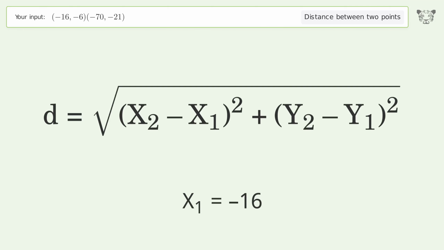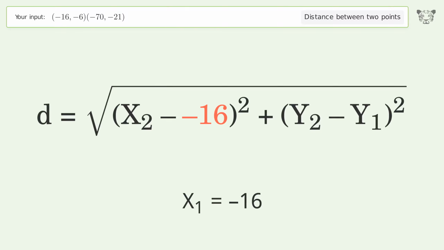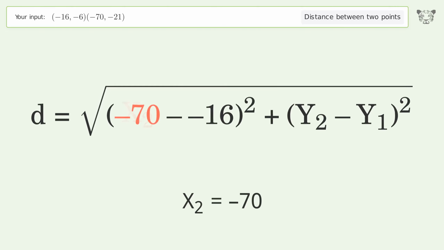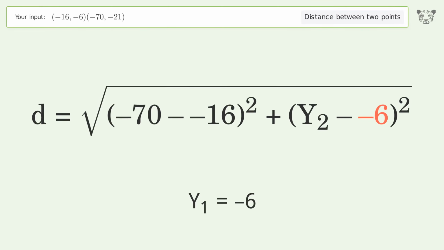x1 equals -16. x2 equals -70. y1 equals -6. y2 equals -21.